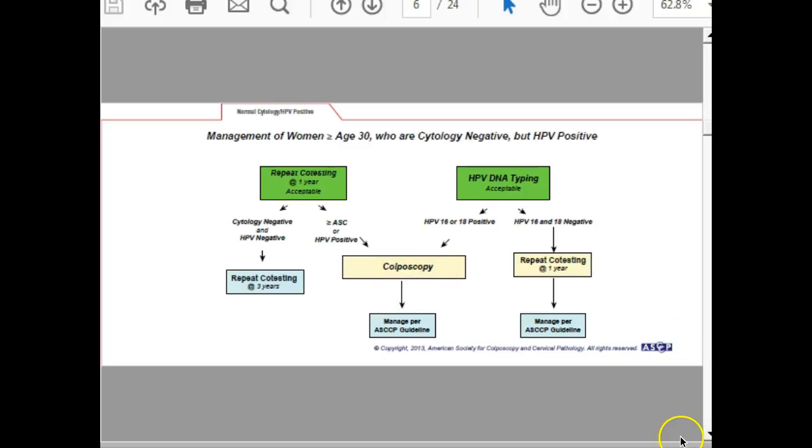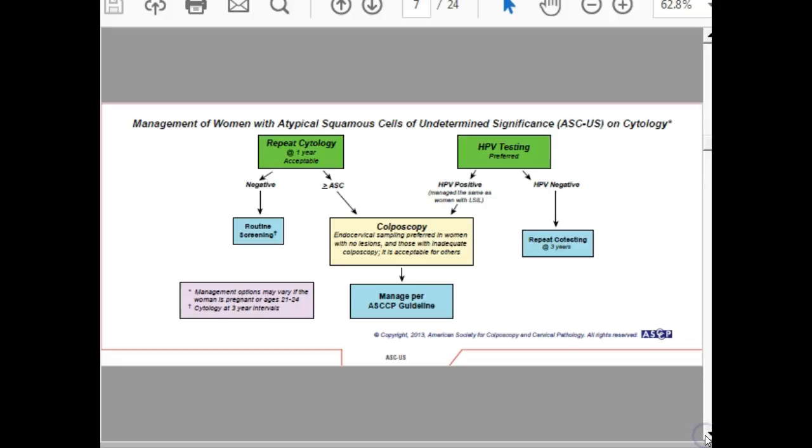All right, so let's just see what another one might look like so we can get used to looking through the table. Okay, here's ASCUS, so Management of Women with Atypical Squamous Cells of Undetermined Significance. So we can either repeat cytology in a year, that's fine, or preferred would be to have also done HPV testing. So that's why anytime you order a pap to be done and you're not automatically doing HPV, like if she's 25, then you're going to say that you want to reflex to HPV if ASCUS.